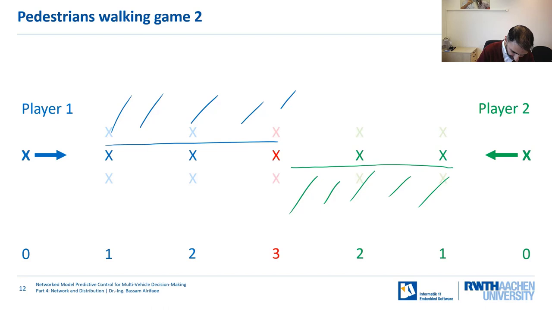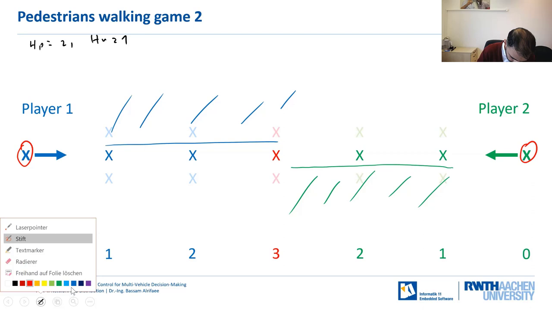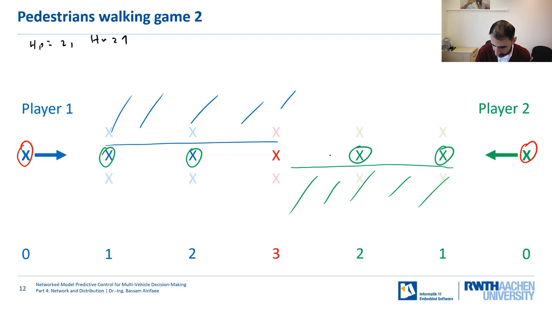And we will play again. HP is 2, HU is 1. Maybe red, right? These are the current positions. Here, which color I chose? Green. Predictions. Right, no problem. Player number two will move. I have to change the color. This was the old prediction. The same for player number one will move. And now we have a new situation, right?